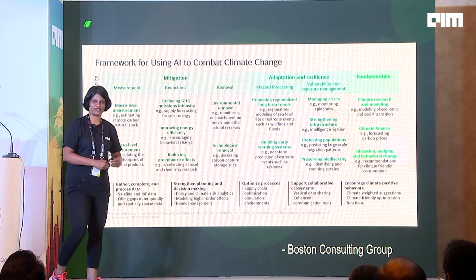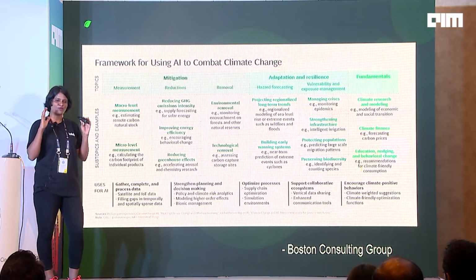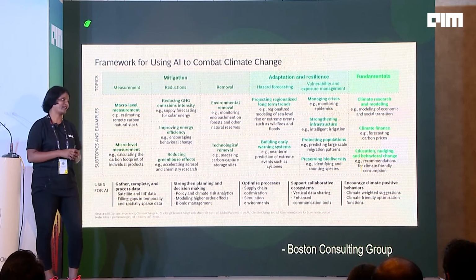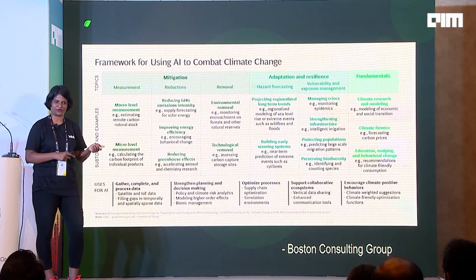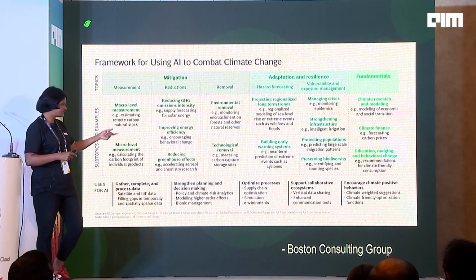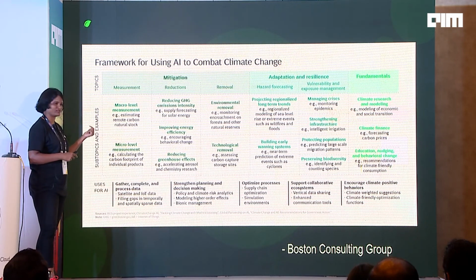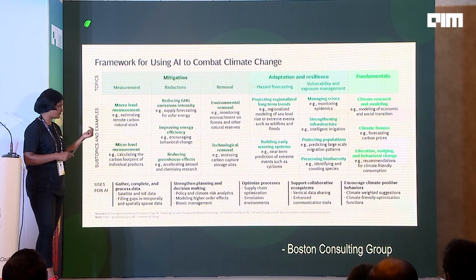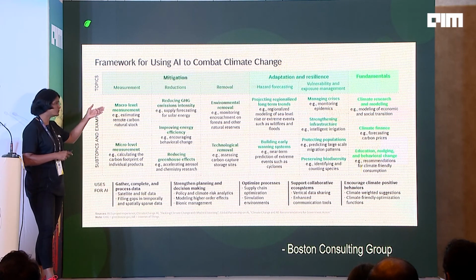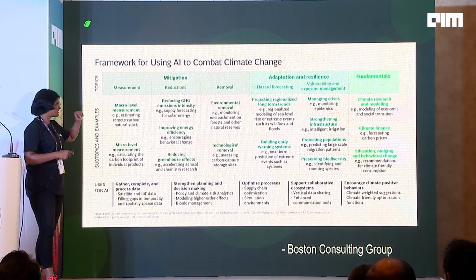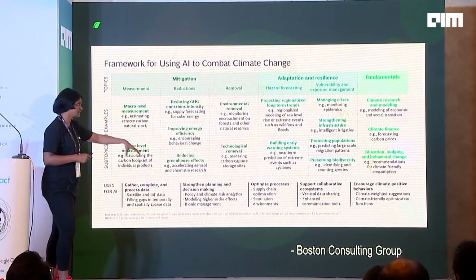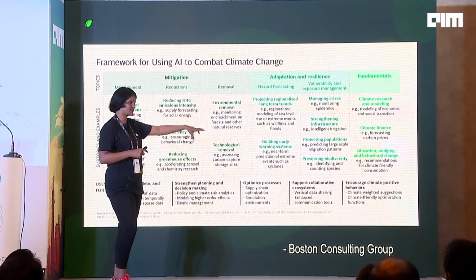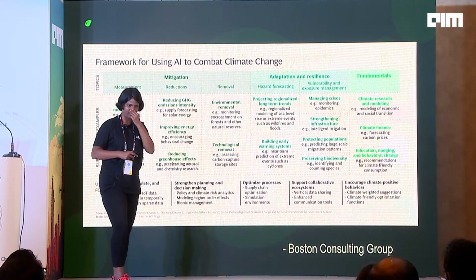Coming to AI for climate change, this is one of the most important social causes today. And it is also one of the United Nations 2030 Sustainable Development Goals. And here, this is an article from Boston Consulting Group in Forbes magazine, and you have multiple use cases here. It broadly falls under 4 categories. One is mitigation, the second one is adaptation and resilience, and the third one is fundamentals.